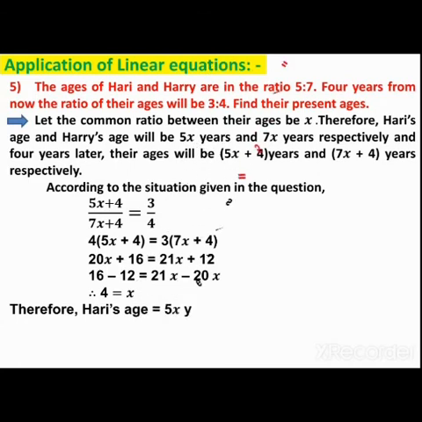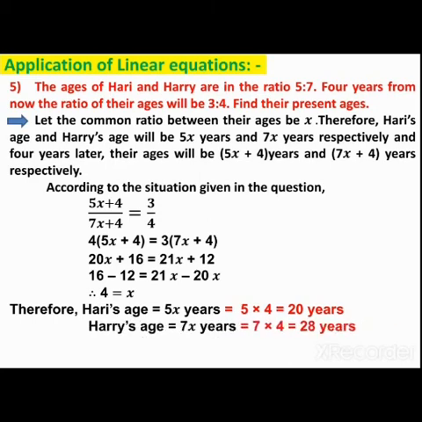Therefore Hari's age equals 5x years, which is 5 multiplied by 4, it means 20 years, and Harry's age is 7x years, which is 7 multiplied by 4 equals 28 years.